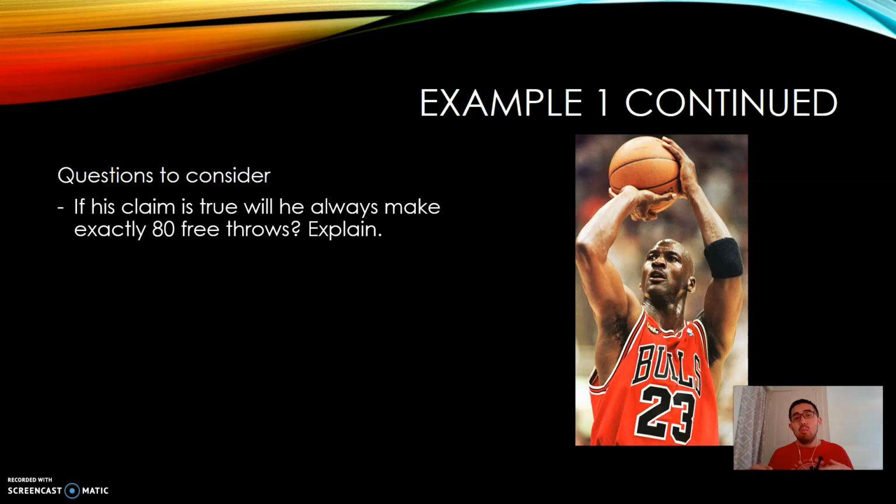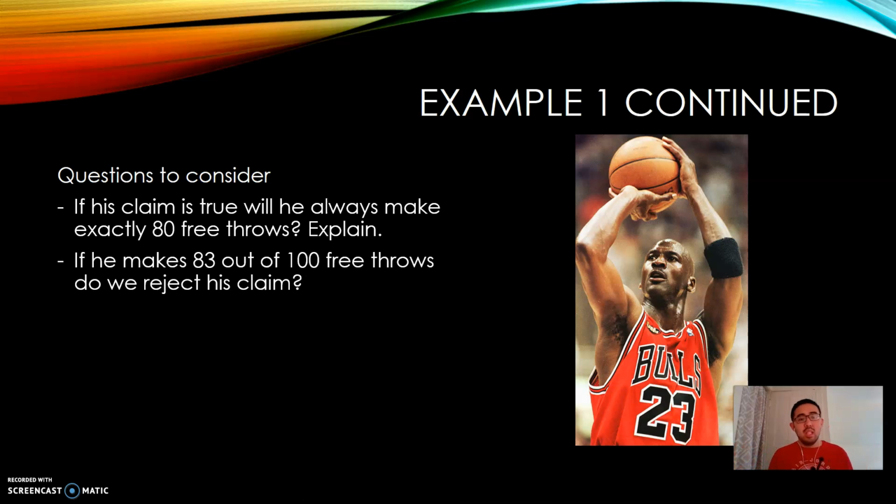Okay? Think about it. Let's take it a step further. Let's say I make 83 out of 100. Would you say, no, your claim is wrong, you're not an 80% free throw shooter? Why or why not? Please state your opinion.